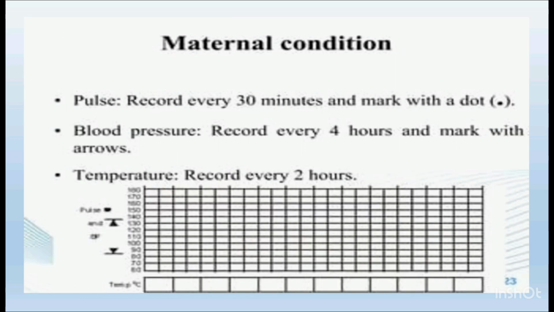Next, we have to record the maternal condition also. Pulse: record every 30 minutes and mark with a dot in the pulse area. And blood pressure: record every 4 hours and mark with arrows. In the lower line, we have to record the temperature every second hour.